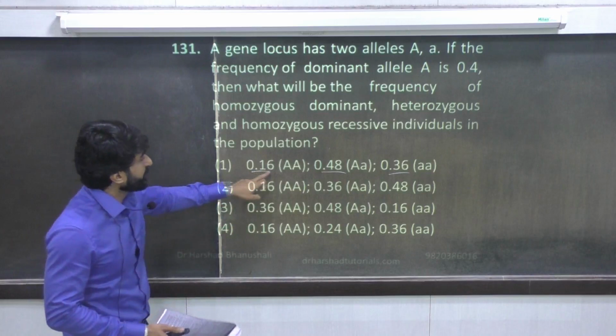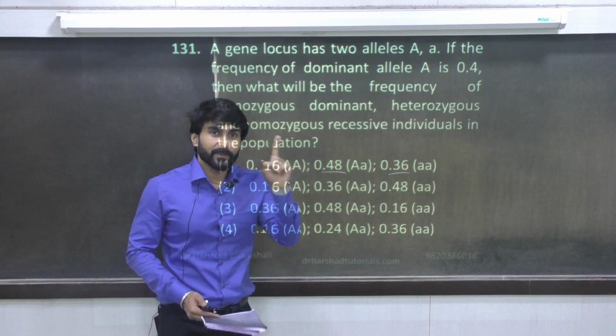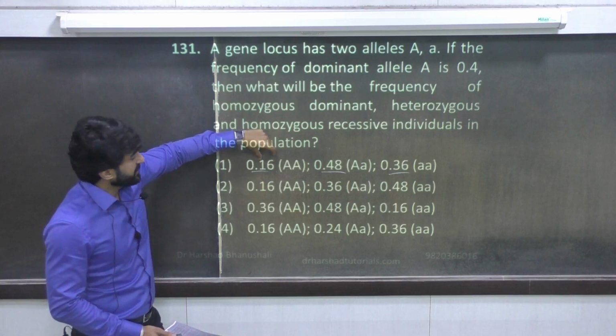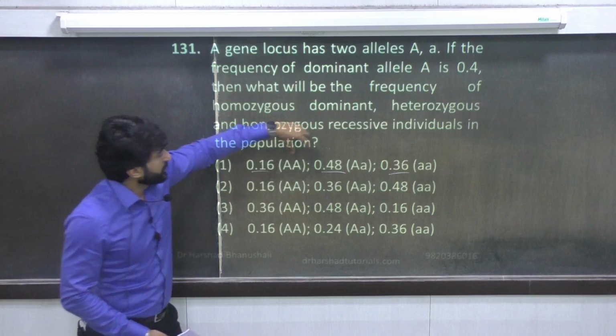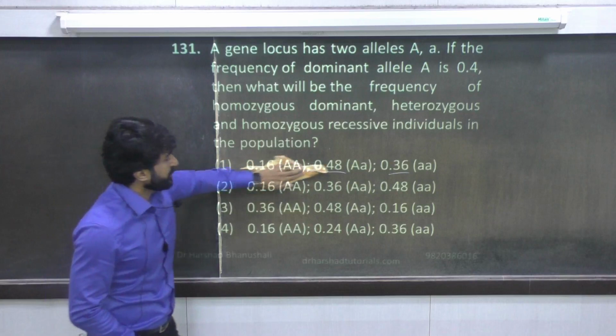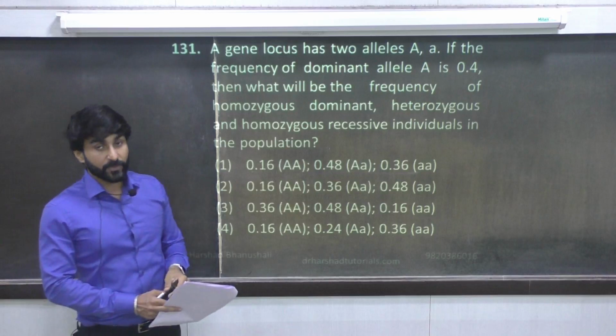If you want to confirm, you see the total of this. If you know Hardy-Weinberg's equilibrium, it says p square plus 2pq plus q square is equal to 1. You total this, this plus this plus this comes to 1. You have 0.16 plus 0.48, plus 0.36, and the total comes to 1. So this is your answer. I'm confirming this answer again. The answer becomes statement number 1. So, a pretty good question, question number 131, with an answer 1.